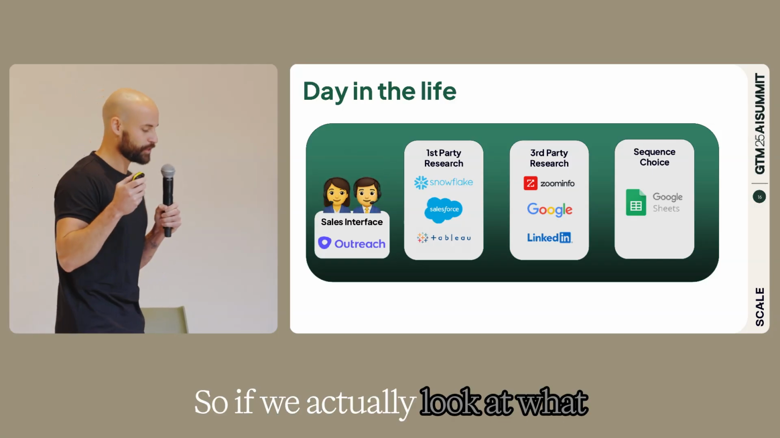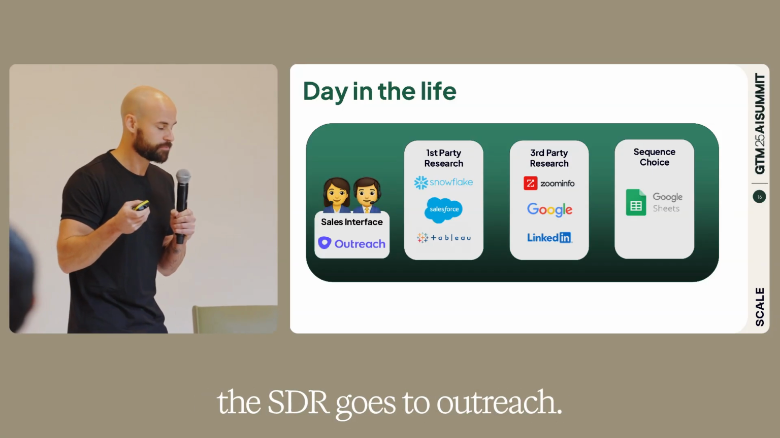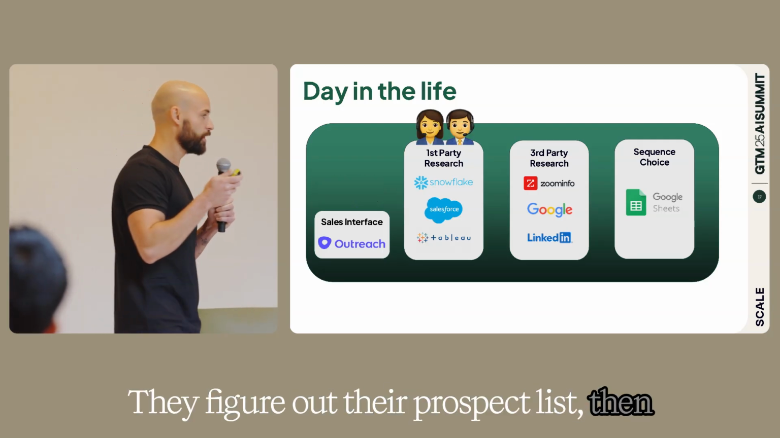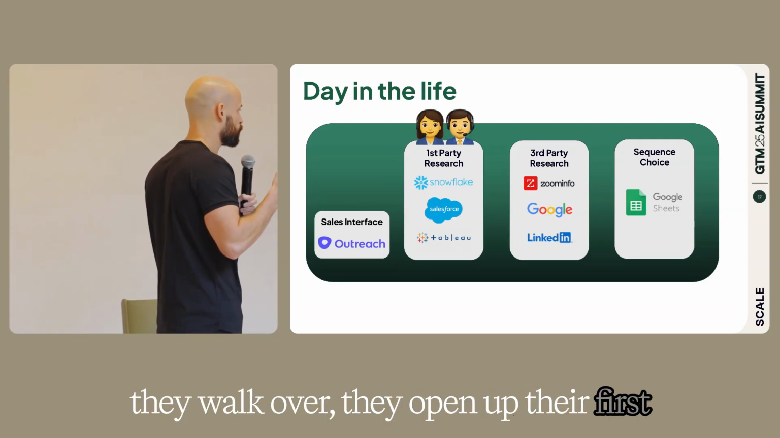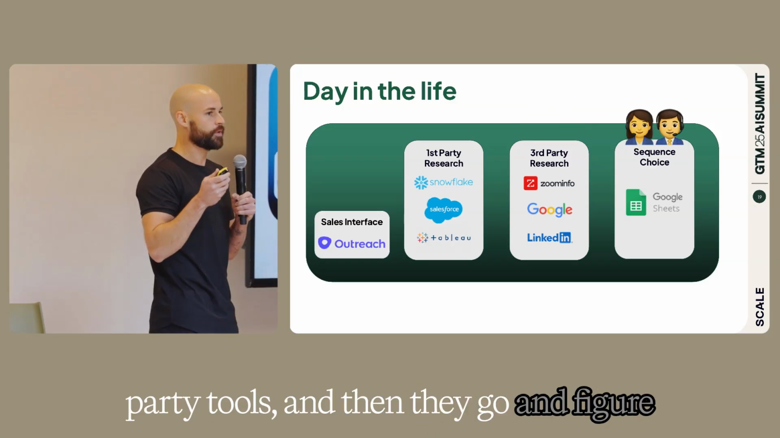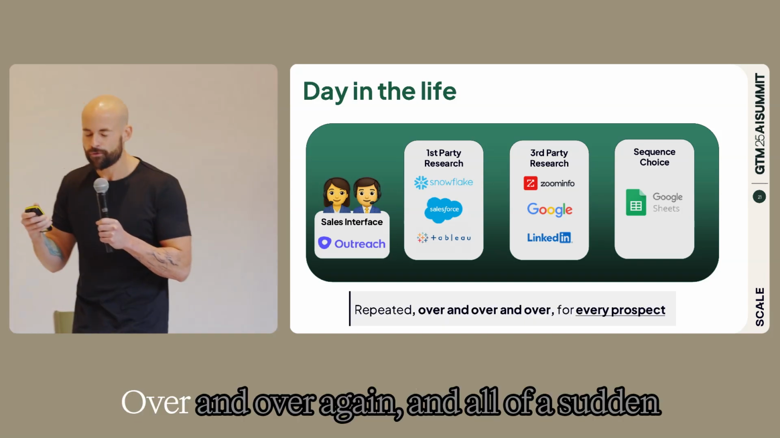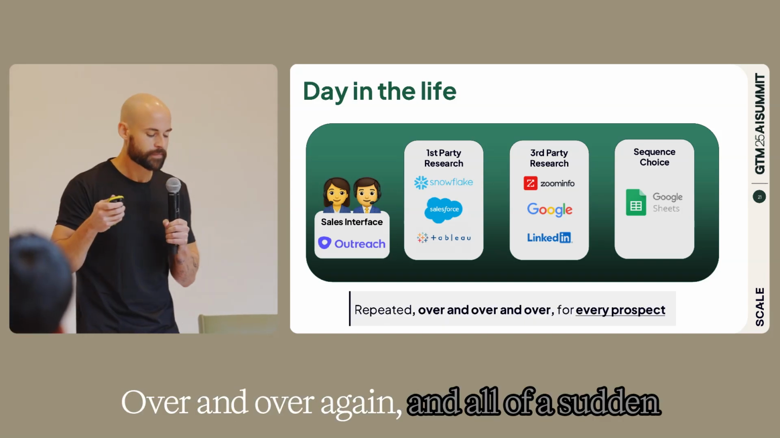So if we actually look at what this looks like for an SDR, the SDR goes to Outreach, they figure out their prospect list, then they walk over, they open up their first party tools, then they go to the third party tools, and then they go and figure out which sequence to put that in. And they're doing this over and over again.